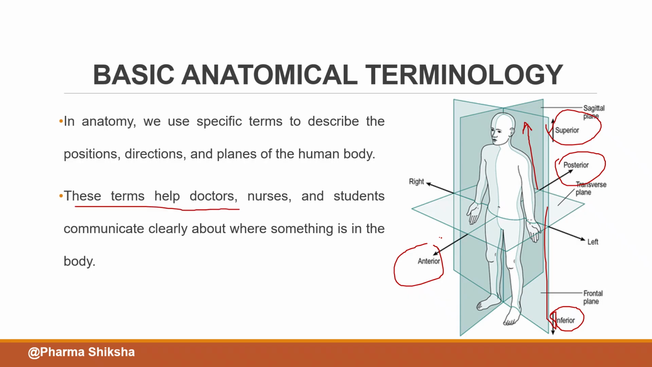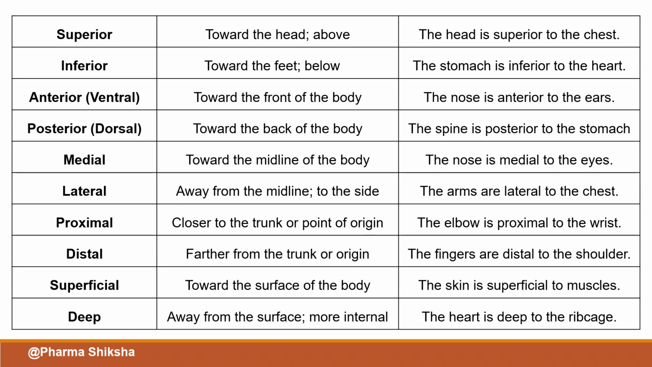These are the terms which help doctors, nurses and students to communicate clearly about where something is in the body. So to describe the positions of the body, you can use these basic anatomical terminologies. Here we can see the superior. Superior means towards the head or above portion. The head is superior to the chest.